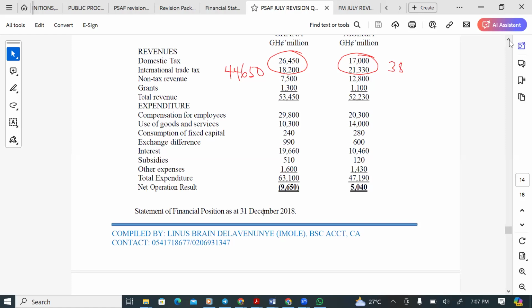So 300. 38,330. Okay. So let's calculate the wage bill now. The wage bill will always be compensation for employees. So let's calculate that now.